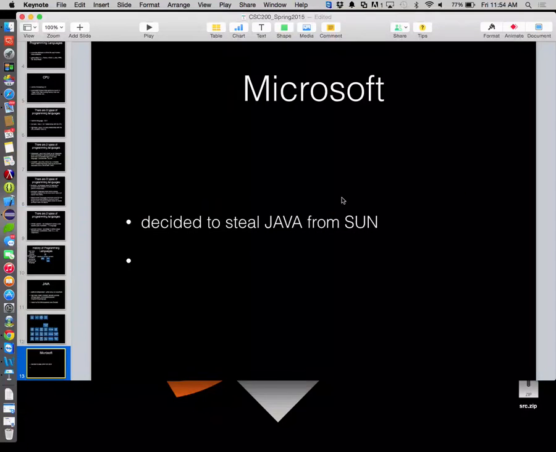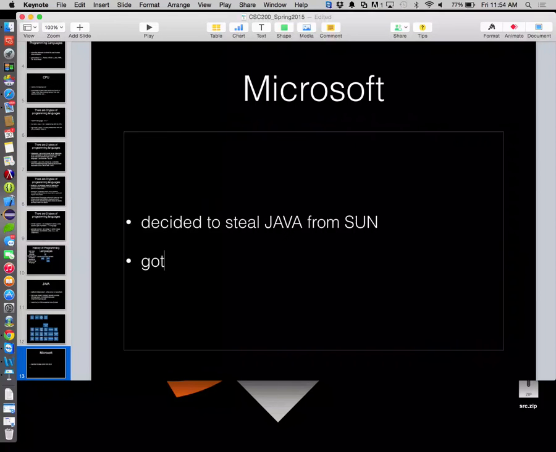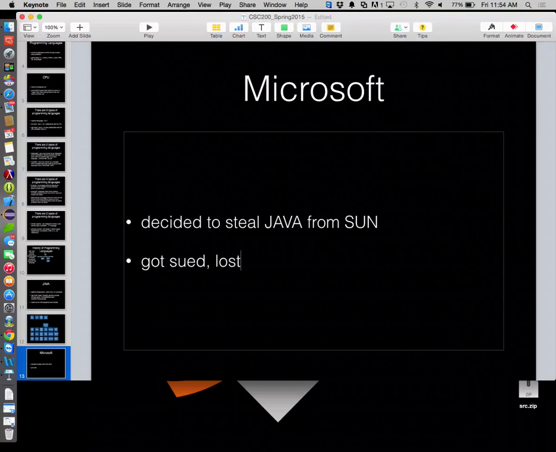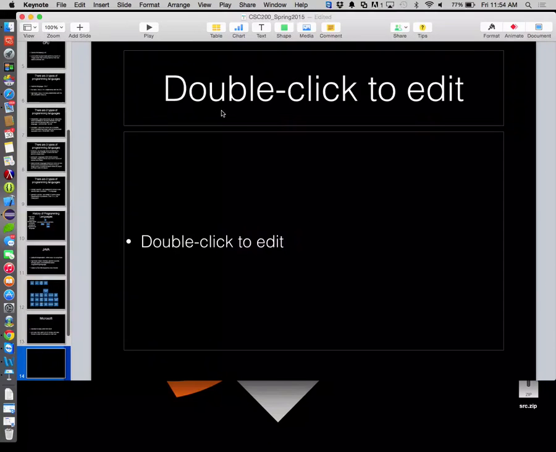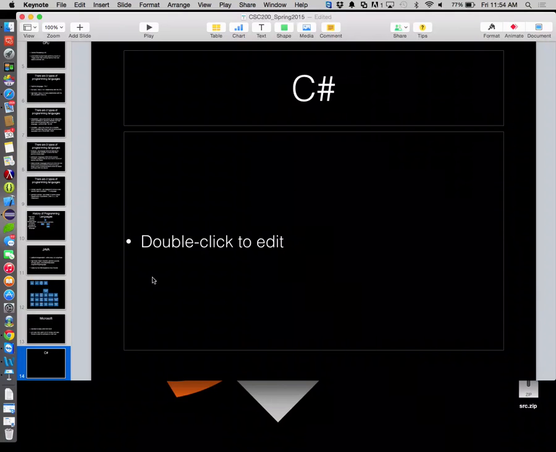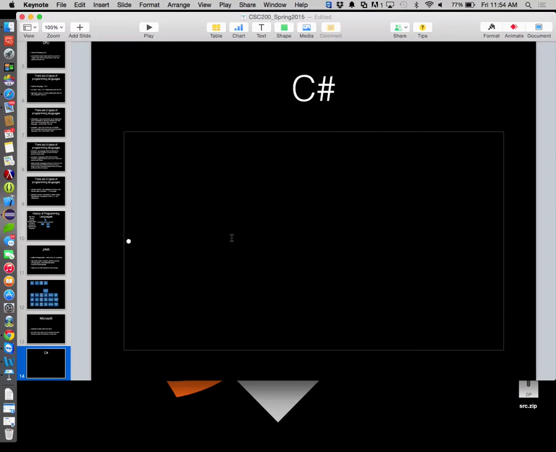Now, so Microsoft got sued, lost, paid a lot of money, and was forced to write the software on their own. So this led them down a path to create a programming language that they called C#. Okay, so I'm going to start there next class.